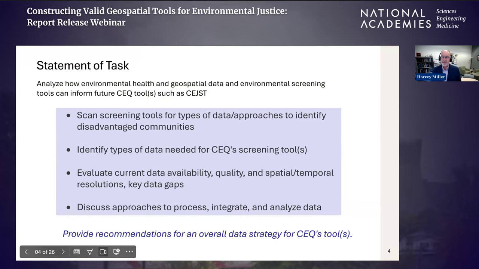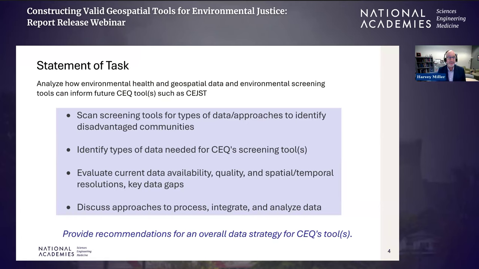So this is our statement of task, which has four major components. One is scanning existing environmental justice screening tools for types of data and approaches to identify disadvantaged communities, identifying the types of data needed for CEQ screening tool and tools in the future, evaluating current data availability, quality, resolutions, and key data gaps, and discuss approaches for processing, integrating, and analyzing these data.